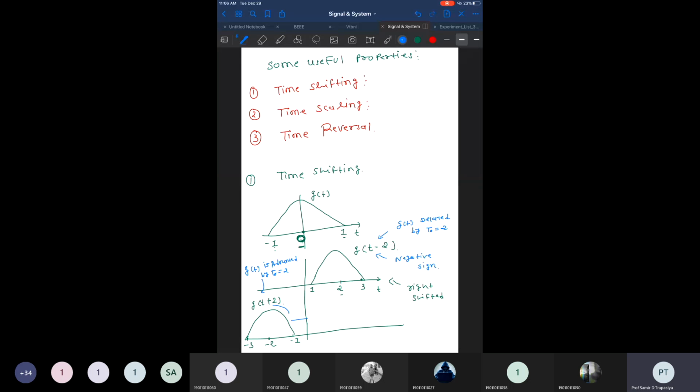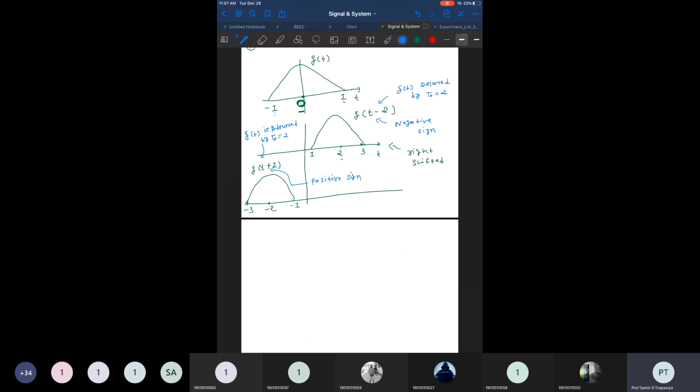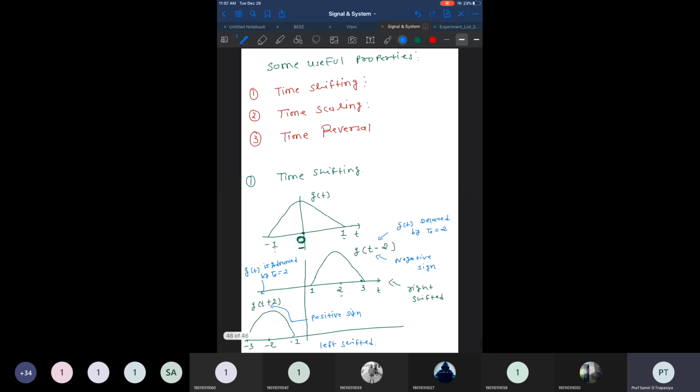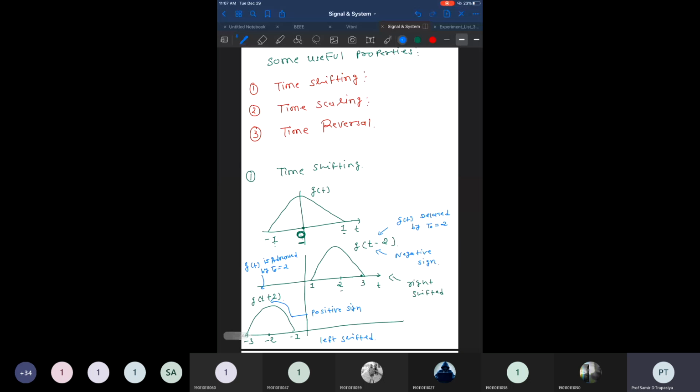And where the signal is actually shifted to the left side, this is known as a left shifted signal, right? So this is a very interesting property, and this property is just to define whether the signals are right shifted, meaning delay, or left shifted, meaning advance. How much time amount it is right shifted is defined by the minus sign, and how much the signal is shifted left side is defined by the positive, plus sign. Okay, so I think you understand this.